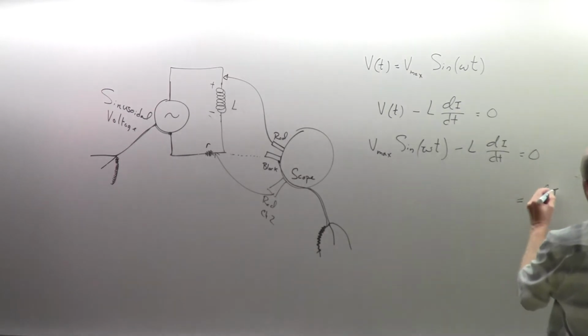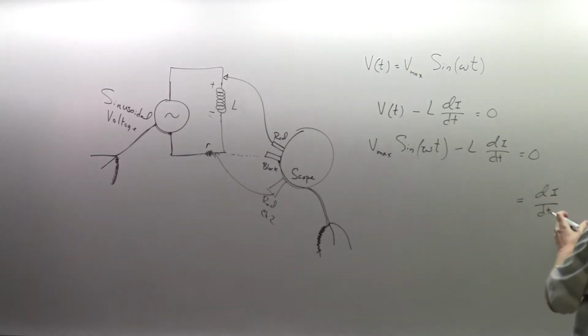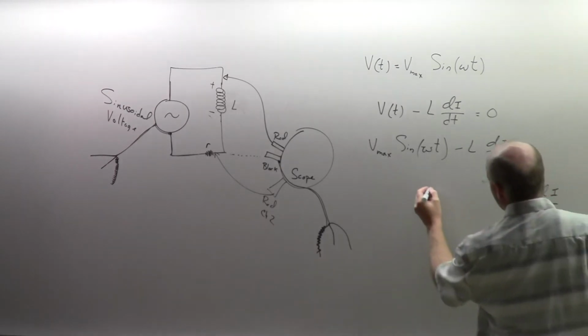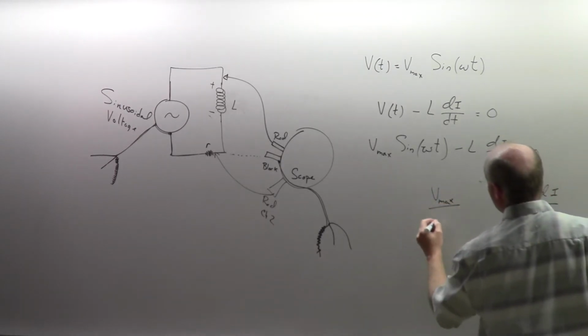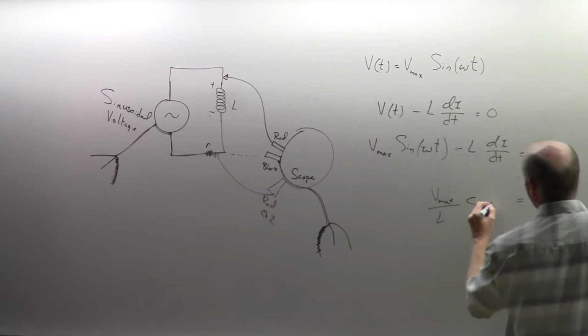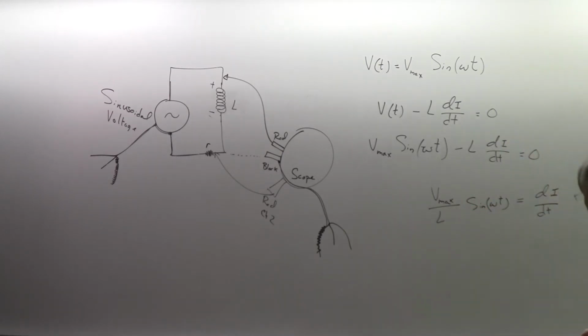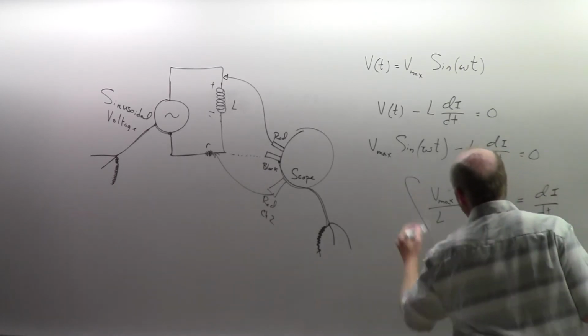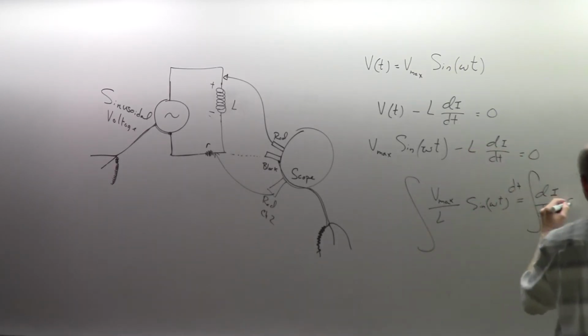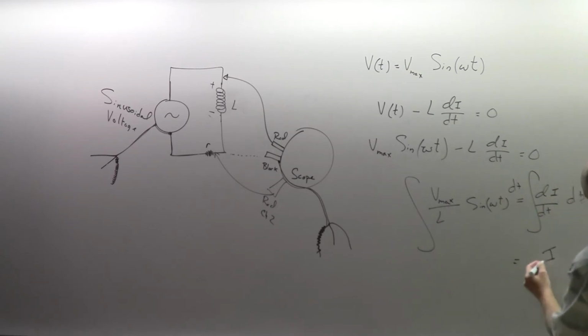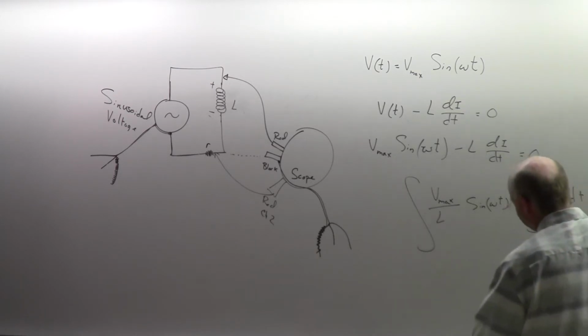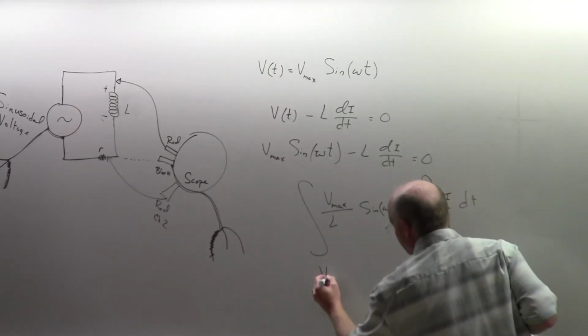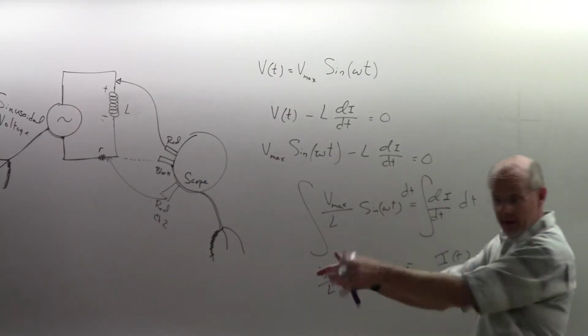Well, I'll just put the derivative of the current on this side, and over here get the maximum voltage divided by L times sine omega t. And of course, to solve for current, I have to do an integral. So I will take my integral. On this side of the equation, I get current. What do I get on the other side of the equation? All right, so I'll leave the Vmax and L alone, or pull them out in front.